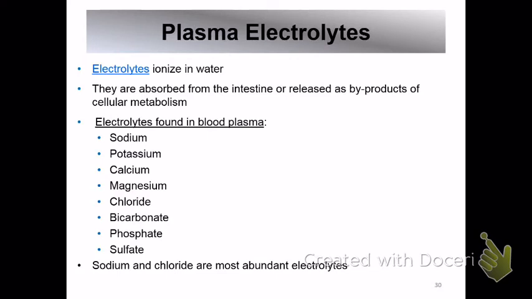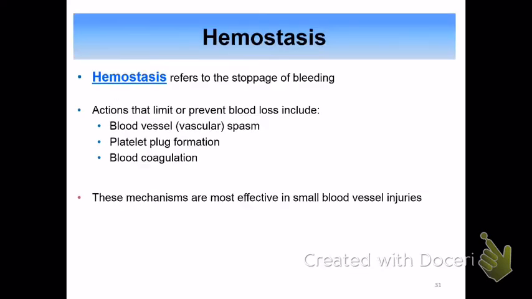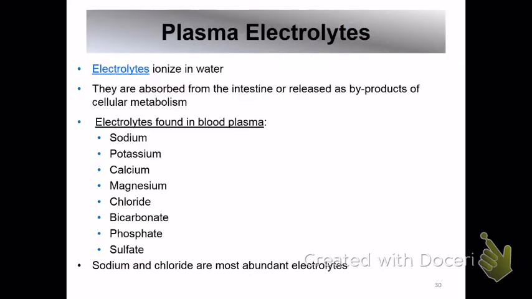So they're in the water. So they're absorbed from the intestines or released as a byproduct of metabolism. Now here's the ones found in the blood. Think about sodium being the most important electrolyte. So you've got the Na+, you remember that from some class before, I think. Right, that's the salt levels. And then potassium, calcium, magnesium, chloride, bicarbonate, phosphate, and sulfate.